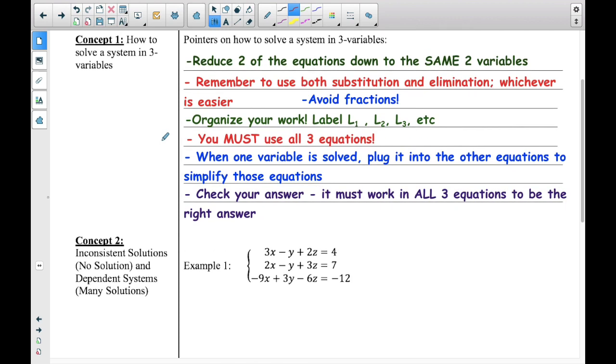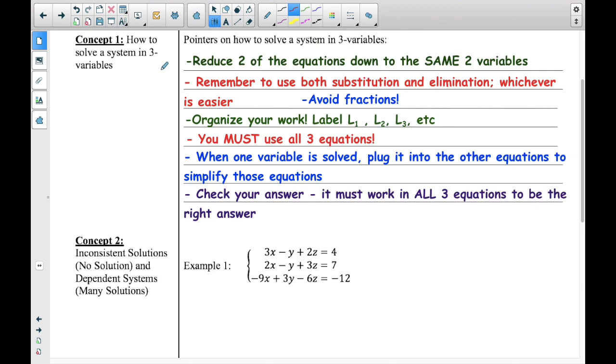First of all, the main idea of how to get started is to reduce two of the equations down to the same two variables. In other words, if you want to get it down to x and y and eliminate your z, then you have to do another equation that includes the x and the y but eliminates the z. Because if you have one that has x and y and you have another that has y and z, that doesn't get you anywhere. It doesn't really help you out. So you want to make sure you make your life easier. And one thing to do is to go down to the same two variables.